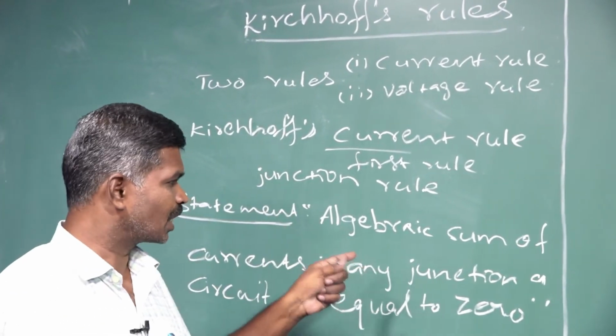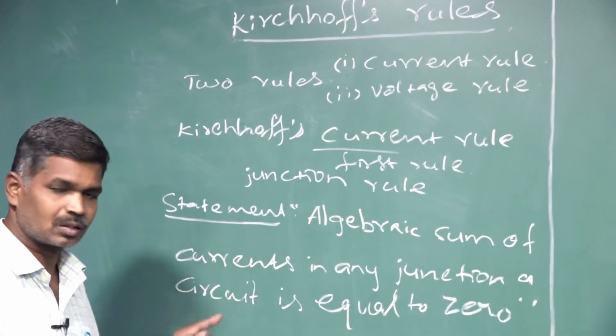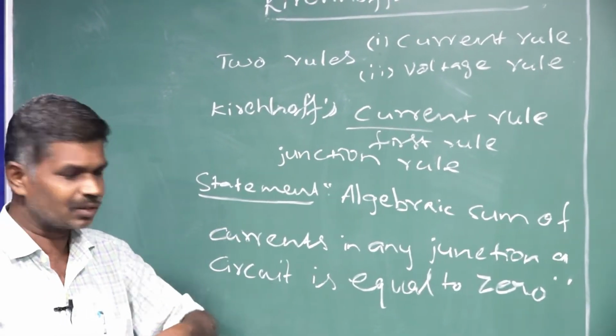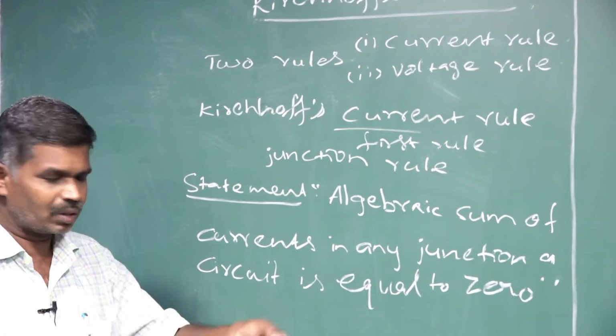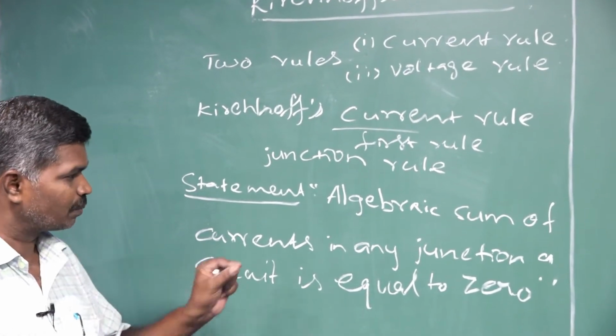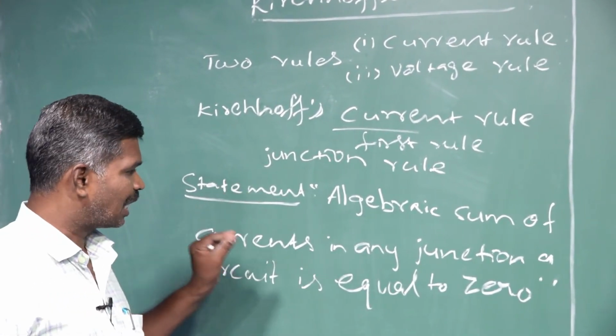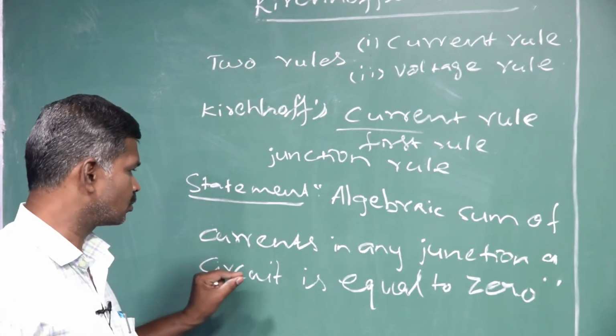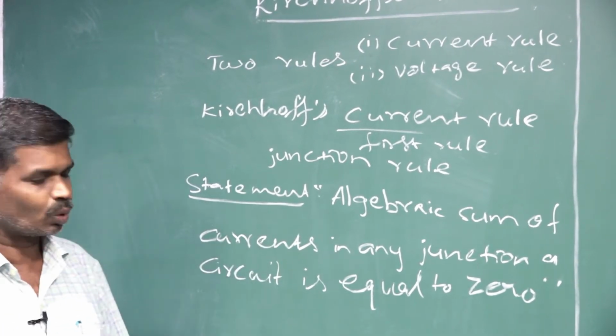We are saying algebraic sum of currents because many currents, two or three, may move towards the junction, and one or two currents may move away from the junction. That's why the algebraic sum of currents in any junction in a circuit is equal to 0.